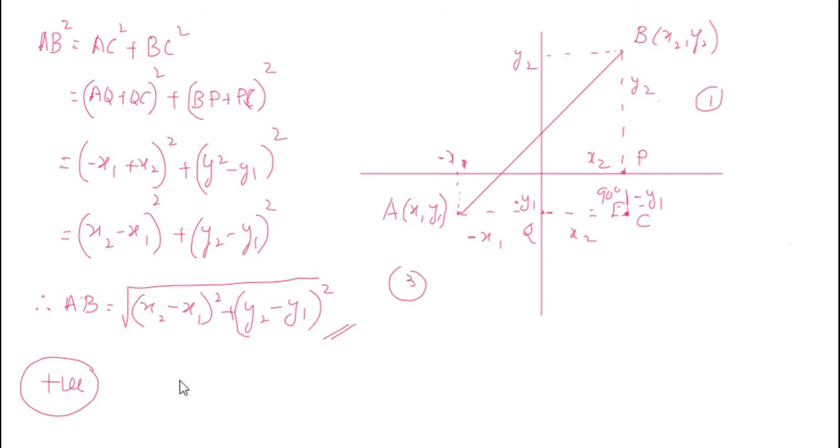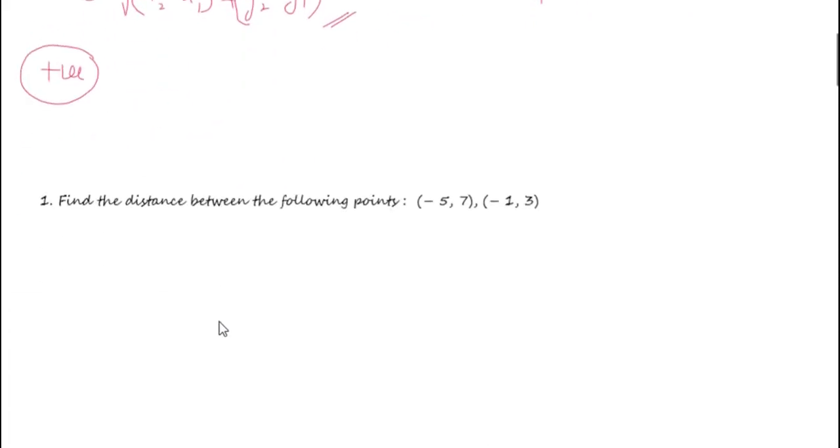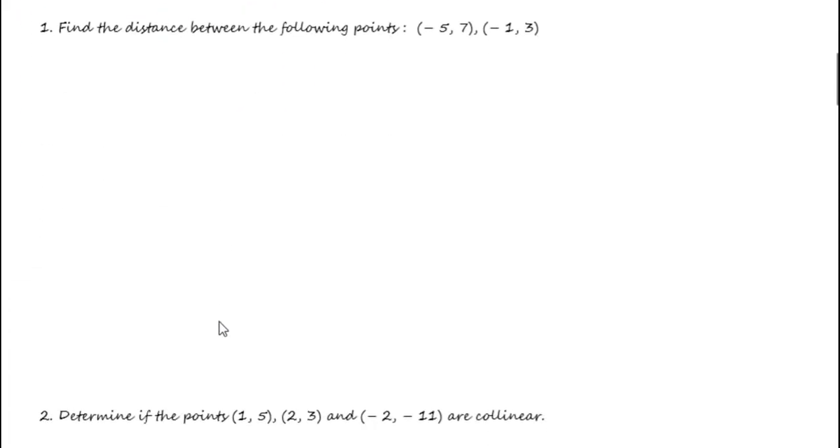So this formula is simple. We are going to work out a couple of problems using this distance formula. Let us take the first exercise. Find the distance between the following points minus 5, 7, and minus 1, 3. Let us take the point A as minus 5, 7, B as minus 1, 3. So this is x1, y1, this is x2, y2.